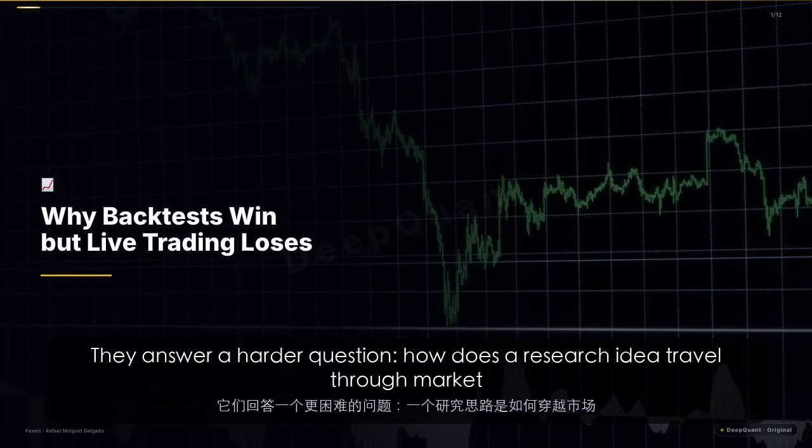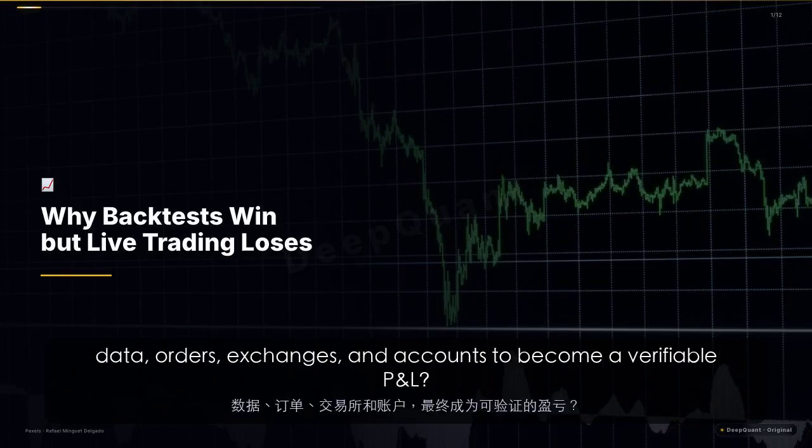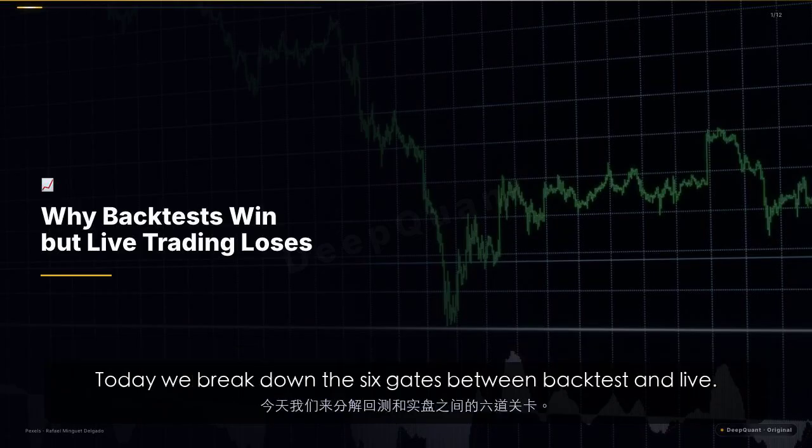They answer a harder question: how does a research idea travel through market data, orders, exchanges, and accounts to become a verifiable P&L? Today we break down the 6 gates between backtest and live.